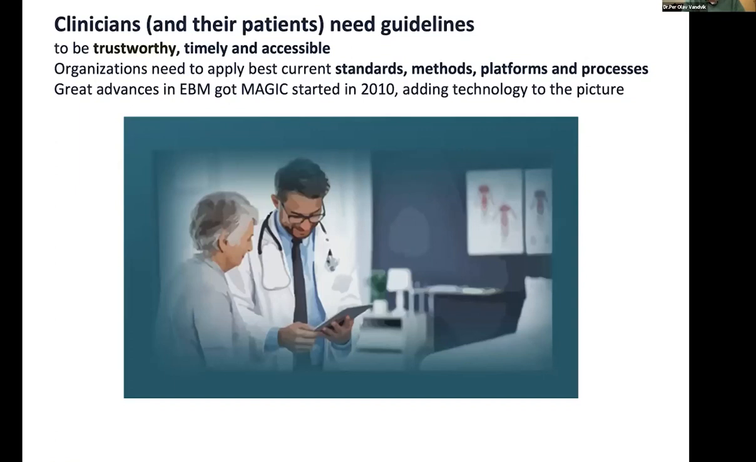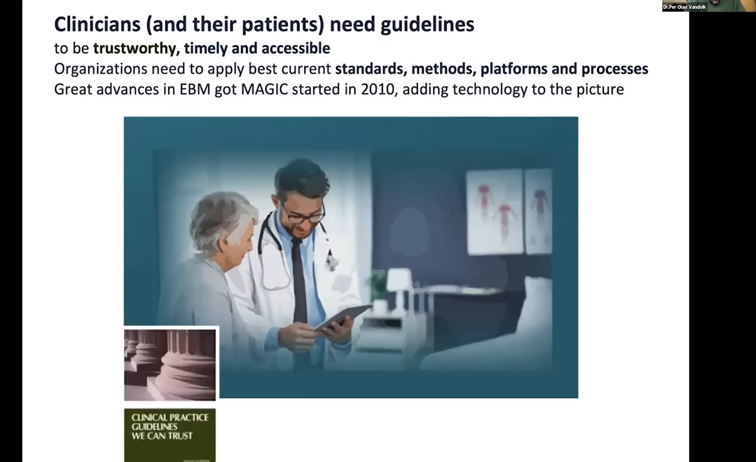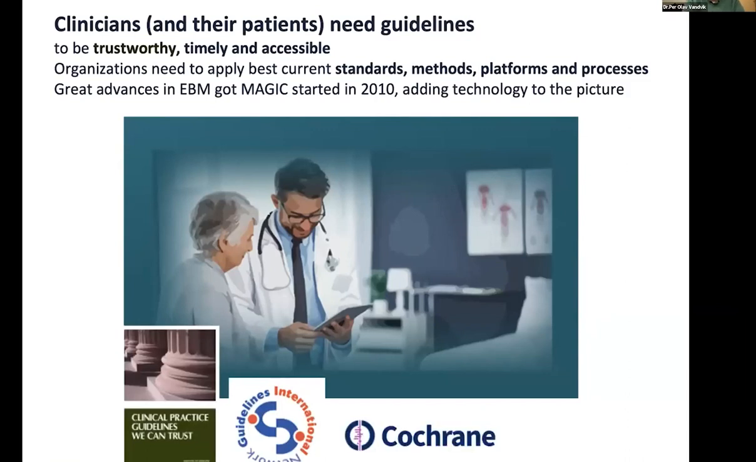Now, this means that organizations that produce such guidelines need to apply best current standards, and Lubna already introduced Institute of Medicine and GIN standards, but also methods for evidence synthesis as nicely outlined in the Cochrane Handbook, and GRADE for evidence appraisal and for moving from evidence to recommendation. So these are really challenging standards and methods. But in addition to this, we should make use of technology and also innovate processes to more rapidly go from new evidence to guidance and an impact on care.